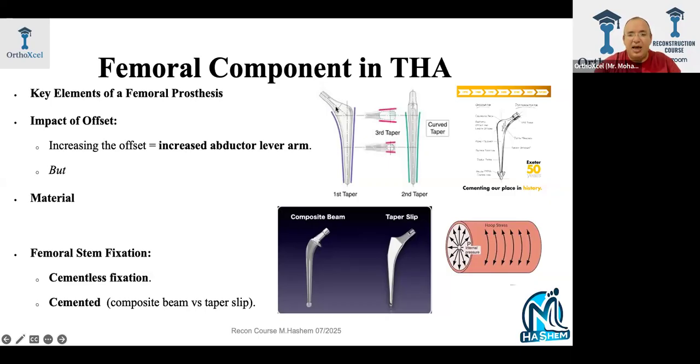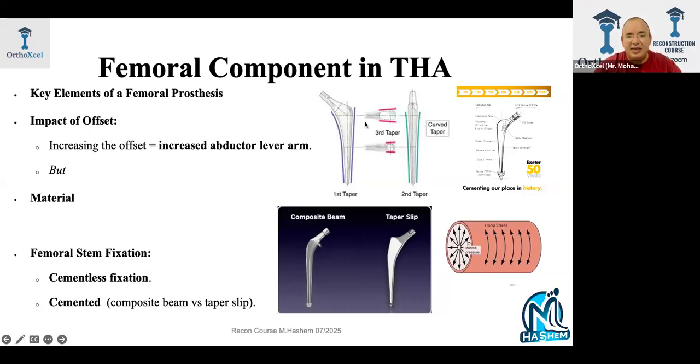The most commonly used stem, the Exeter stem, is a double tapered stem. What do we mean by double tapered? Double tapered means it has a differential size, so it's different from side to side. The first taper is, if you look at the Exeter stem from the side, you can easily spot that it is bigger proximally than distally. So it's tapering from proximal to distal. So this is one taper.